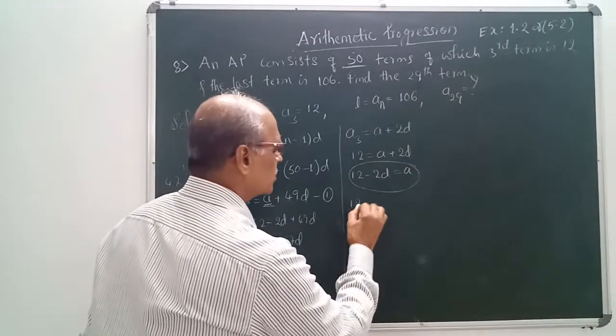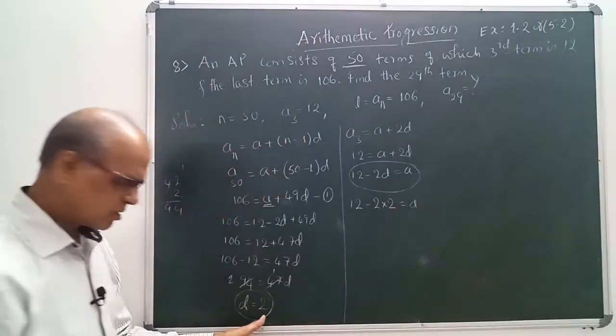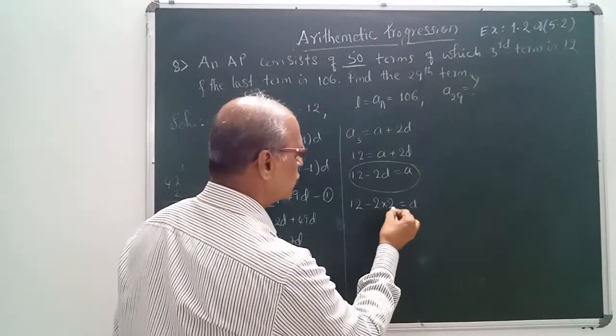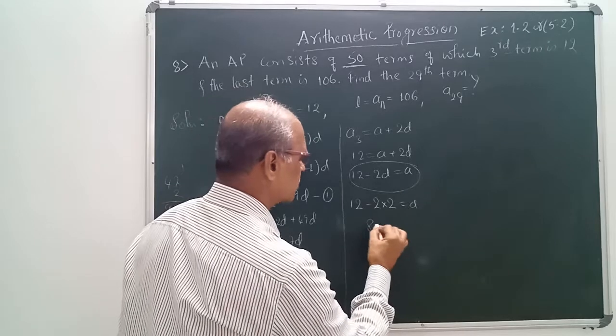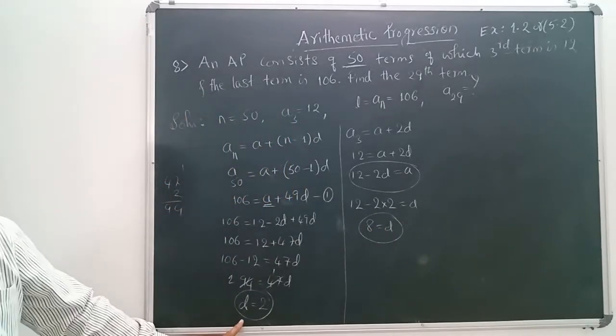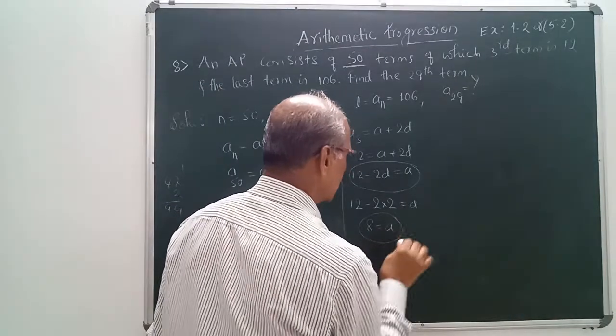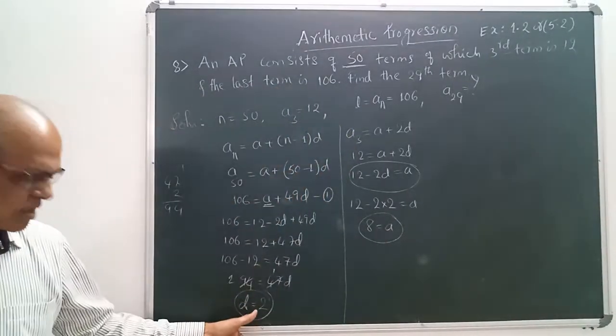That means 12 minus 2 into 2 is equal to A. D is 2. 2 twos are 4. 12 minus 4 is 8. That means your A value is 8. Now you know, sorry, this is the A value, not the D value. A is 8 and this D is 2.